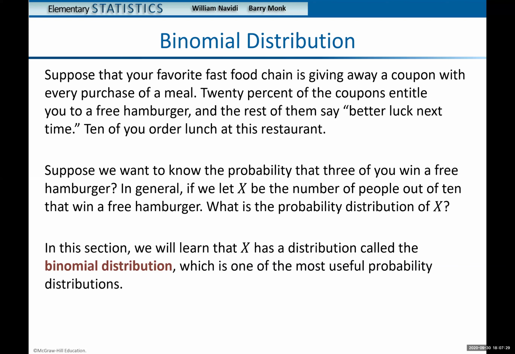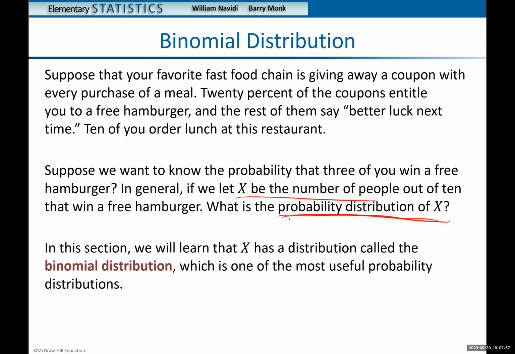In general, if we let X be the number of people out of 10 that win a free hamburger, what is the probability distribution of X? And in this section, you will learn that X has a distribution called the binomial distribution, which is one of the most useful probability distributions.